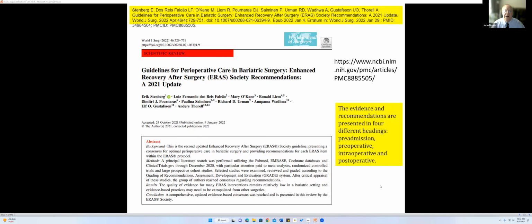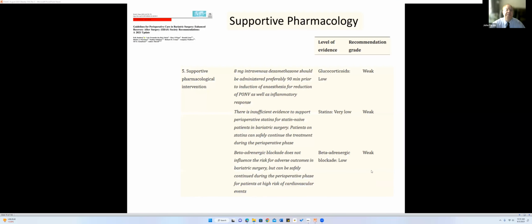For more information, here are the guidelines for perioperative care in bariatric surgery from 2021 from the World Journal of Surgery. The evidence and recommendations are under 4 categories: pre-admission, preoperative, intraoperative, and postoperative. Now, I bring that to your attention for those people who want more information. They provide lots of information in terms of what drugs should be used and their level of evidence. Level of evidence for them is low. Recommendation grade is weak for some of these drugs like dexamethasone or statins or beta blockers.